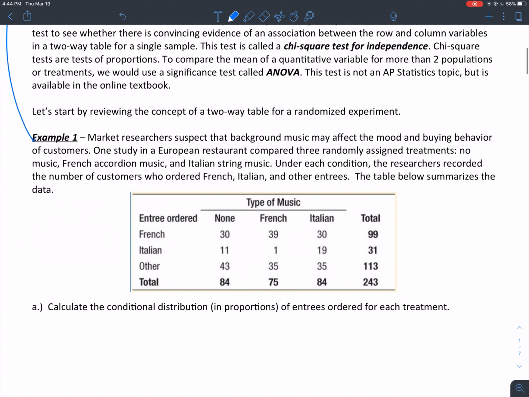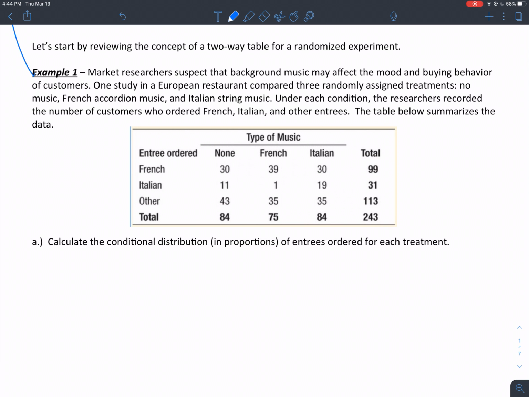It says, market researchers suspect that background music may affect the mood and buying behavior of customers. One study in a European restaurant compared 3 randomly assigned treatments. Okay, so 3 assigned treatments. All right, and here are the treatments: no music, French accordion music, and Italian string music.